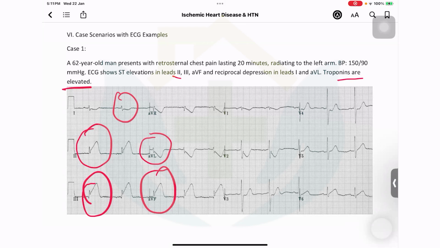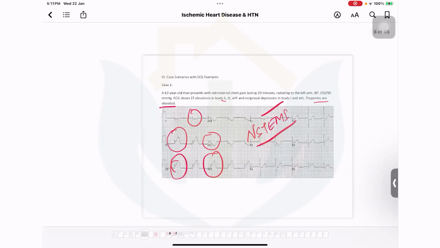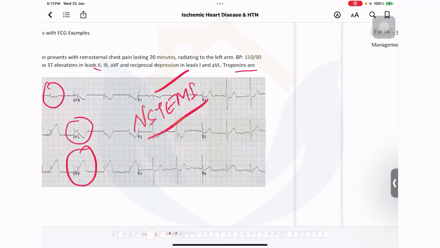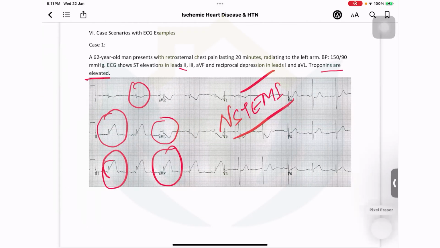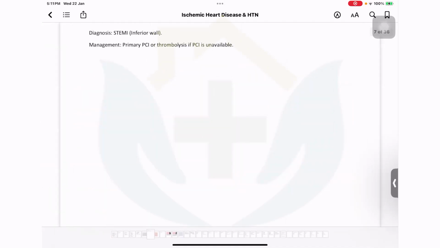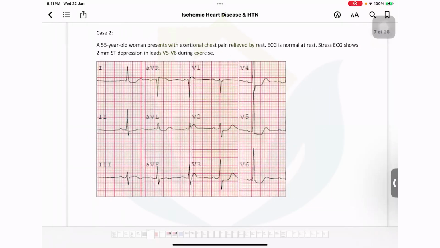What is the diagnosis? Inferior wall. So it is non-STEMI. You must first classify the infarction. Later you will tell which territory is involved. So it is non-STEMI, most likely inferior wall. Okay. Oh, sorry. I don't know where I was. So it is inferior wall STEMI, and the immediate treatment is PCI, or where you cannot do PCI, then thrombolysis. So this is how we will proceed.